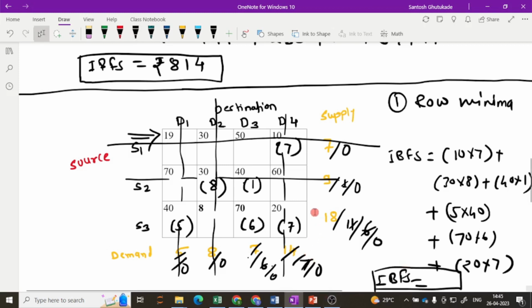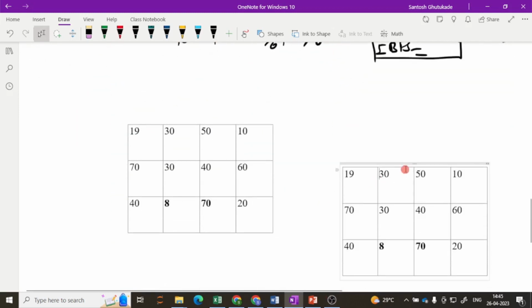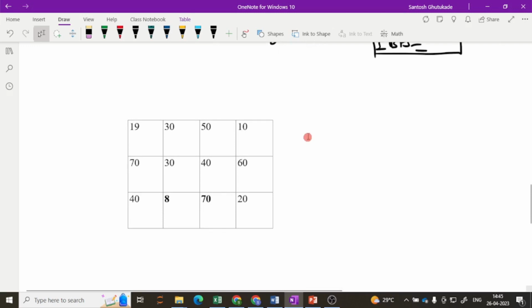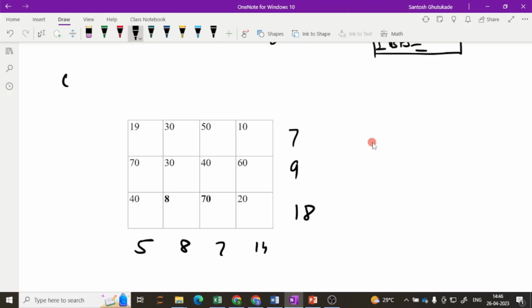In a similar way you can use the column minima method. So in that we are looking at the columns. I will use the allocations directly. I will write the allocations. So the allocations are 7, 9 and 18 for the rows, then 5, 8, 7 and 14 for the columns. So we will see by the column minima method.